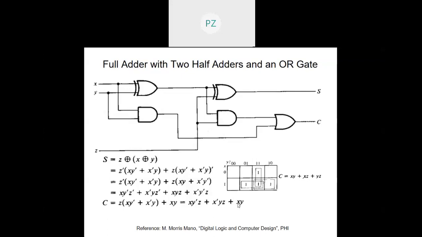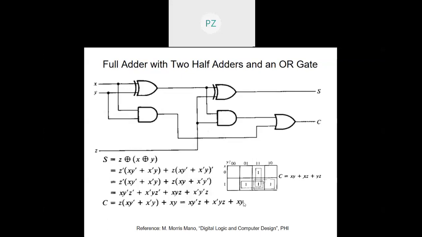So I know that xy dash z means 1 0 1. So 1 0 1, that means this one will come, right? Now x dash yz means 0 1 1. So 0 1 1 is this one, right? So I've got this one from this term, I've got this one from this product term.